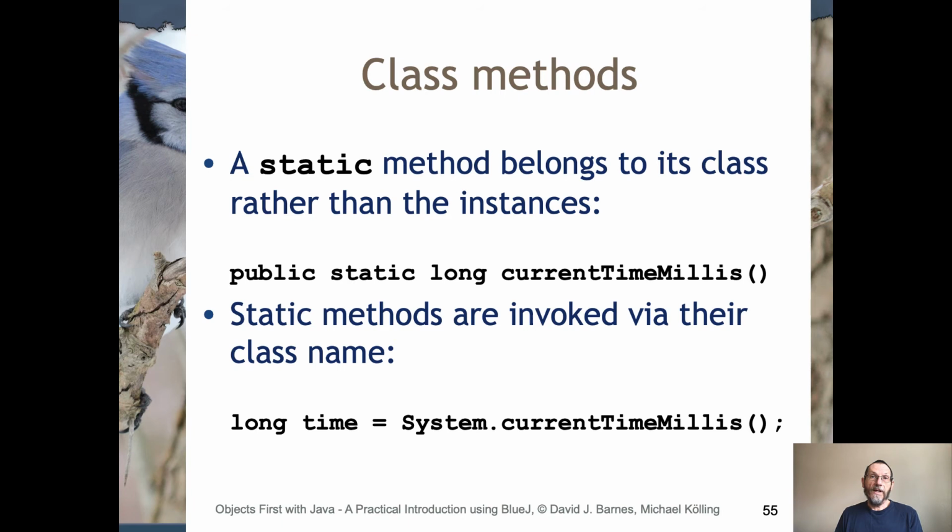A well-known static method that is often used for things like timing how long it takes to execute a piece of a program is the currentTimeMillis method of the java.lang.System class. And so we invoke it by saying System.currentTimeMillis, and it returns us the number of milliseconds since the 1st of January 1970.